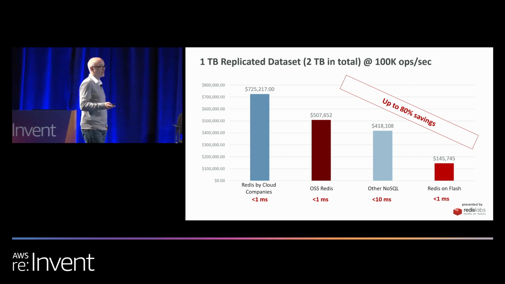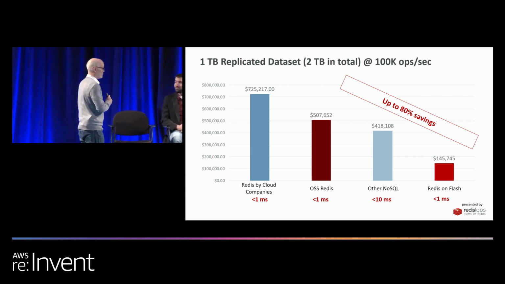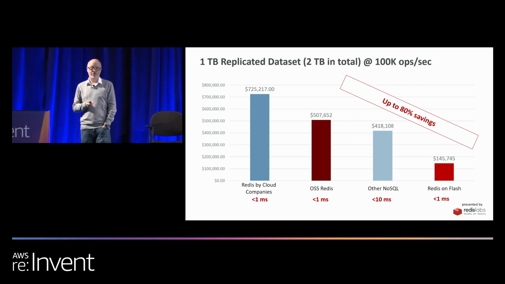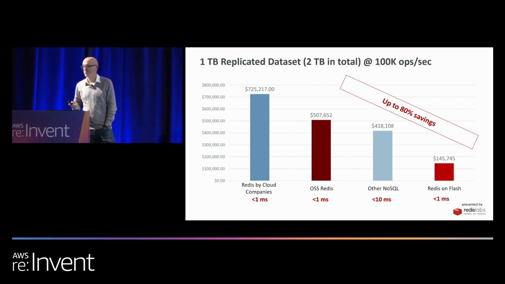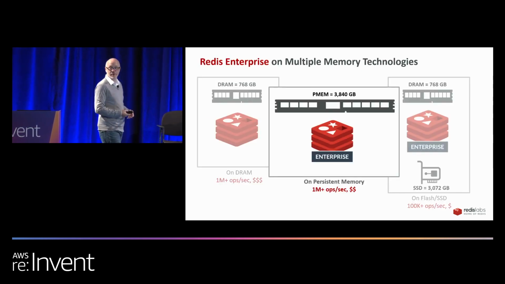But memory's also changing. Intel finally announced in May this year the GA of their persistent memory. It's been in development for a zillion years. We've been a design partner with Intel. But now you've got persistent memory.